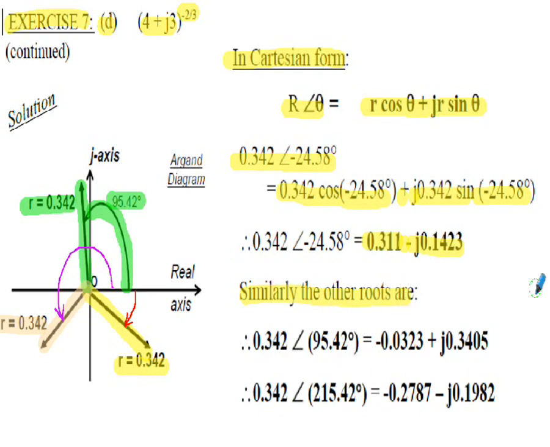I'll let you go through the calculation process yourself, but you should find them for the second solution. We get negative 0.0323 plus j 0.3405. And the third solution is negative 0.2787 minus j 0.1982. I'd encourage you to check those calculations for yourself.